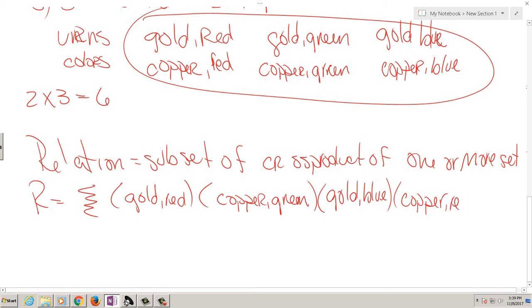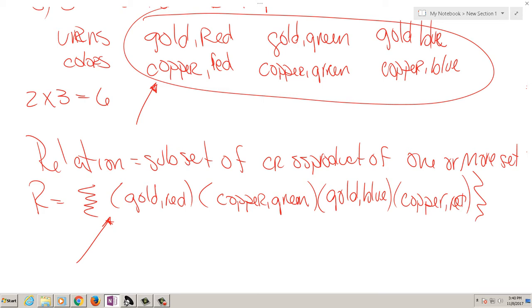So that begs the question, is this a subset of the cross product of all of these elements? If this is the cross product of the urns and the colors, is this relation a subset of that cross product? And it is just one of the subsets. A relation contains 0 elements of the original cross product, or it can contain all of the elements of the cross product. This one contains 4 of the 6.